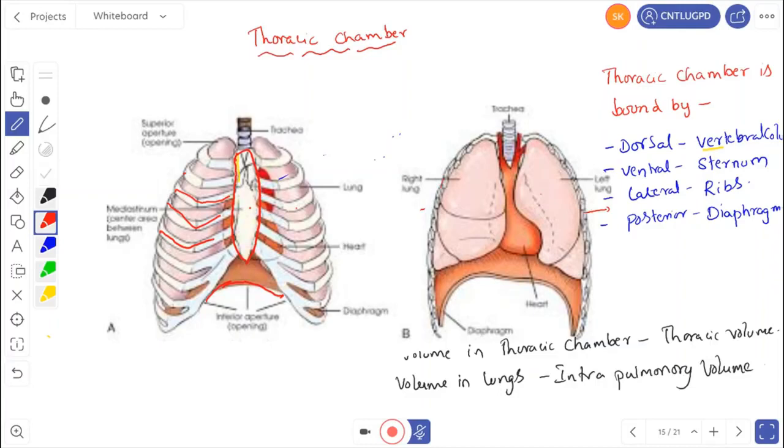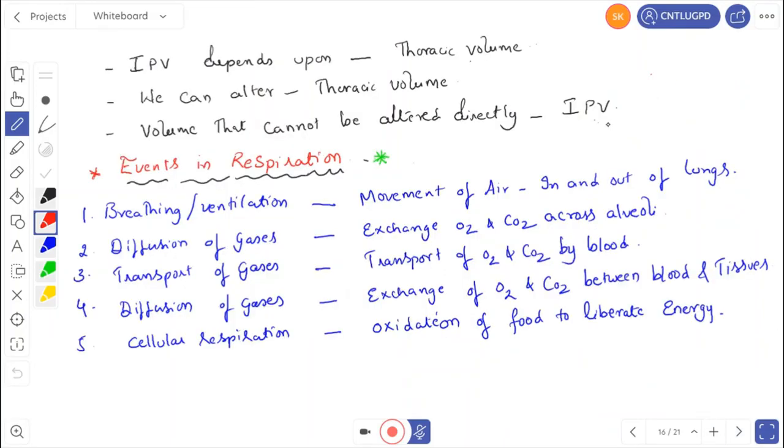Then the volume in the thoracic chamber is called thoracic volume. It's very important. Then what is the volume in the lungs? The volume in the lungs is called intrapulmonary volume, which I am representing as IPV. Intrapulmonary volume depends upon thoracic volume. Remember that. If thoracic volume increases, intrapulmonary volume increases. If thoracic volume decreases, intrapulmonary volume also decreases.